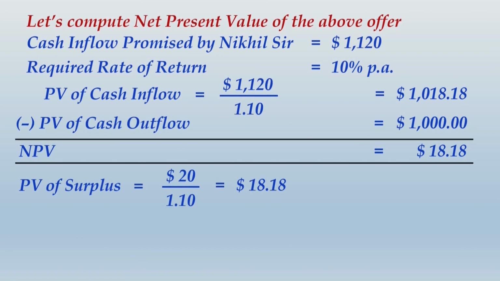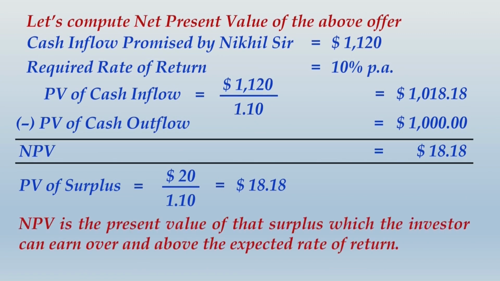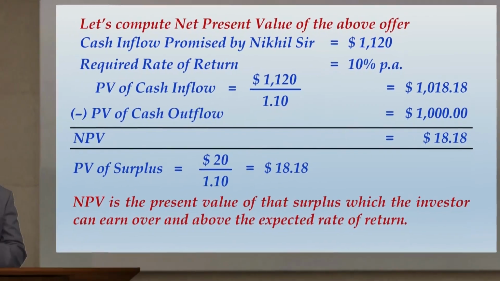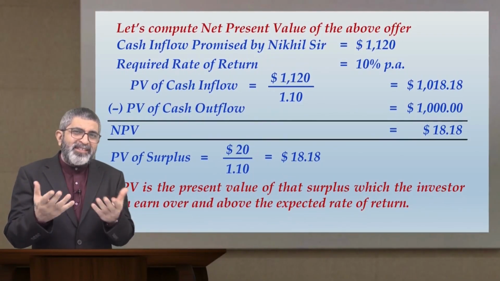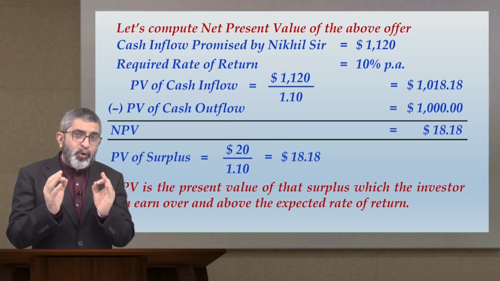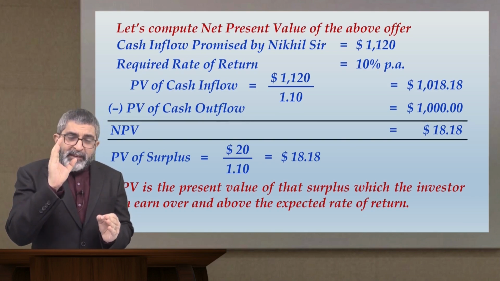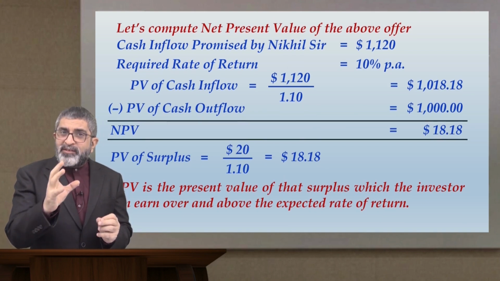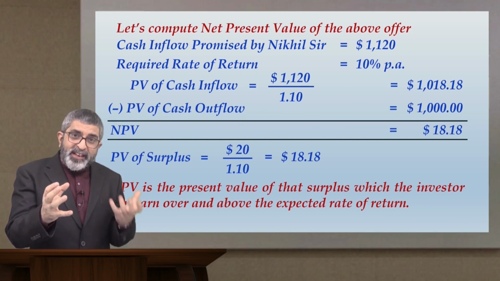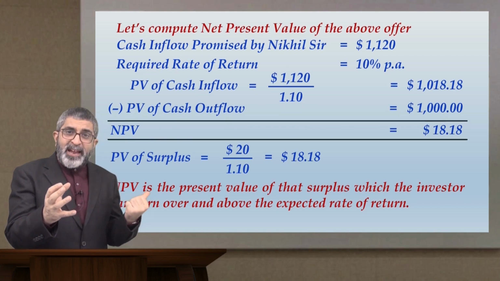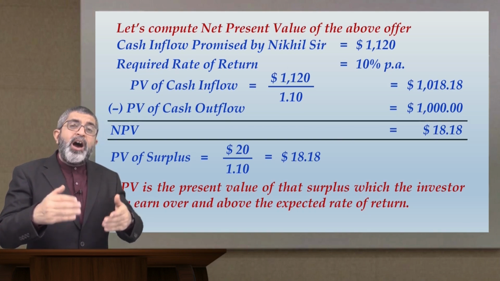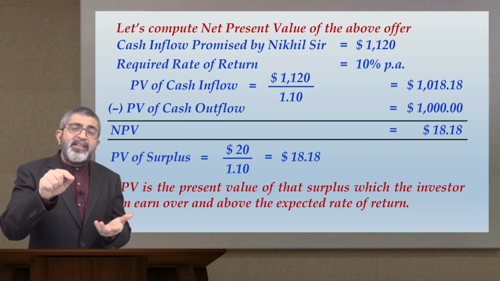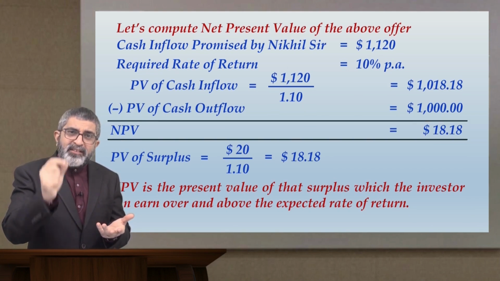Let me put it forward over here on screen. NPV is the present value of that surplus which the investor can earn over and above the expected rate of return. Let us understand one point very clearly. Why is this surplus arising? First of all, don't forget that the expected rate of return in the mind of the investor was 10%, and this investment, as per this example, is offering a rate of return higher than that. That is why the resulting NPV is positive.